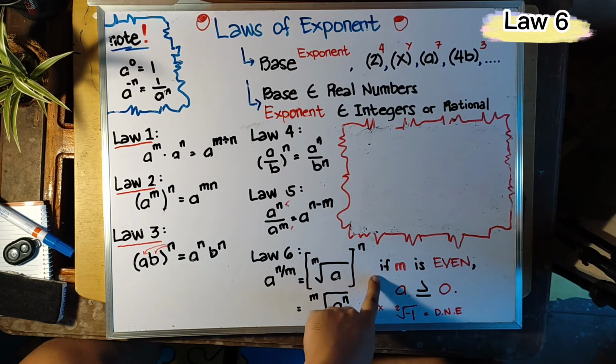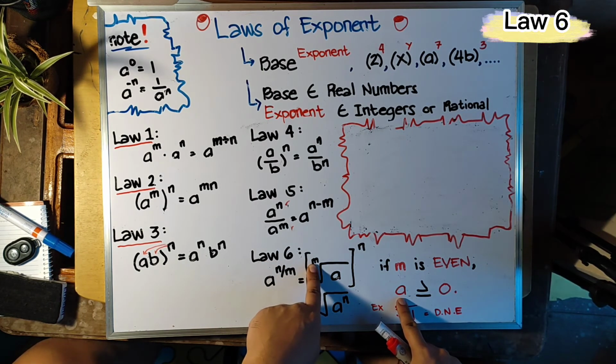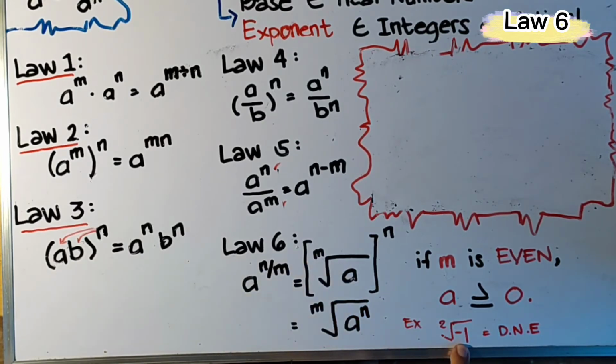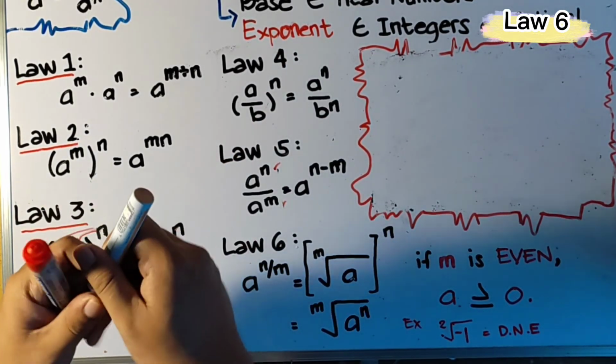Now take note, if m is even, okay, a must be greater than or equal to 0 para hindi magiging undefined yung number natin. Say for example, square root of negative 1. Of course, square root of negative 1 does not exist. M is even. So, a must be greater than or equal to 0. Okay, let's have an example.